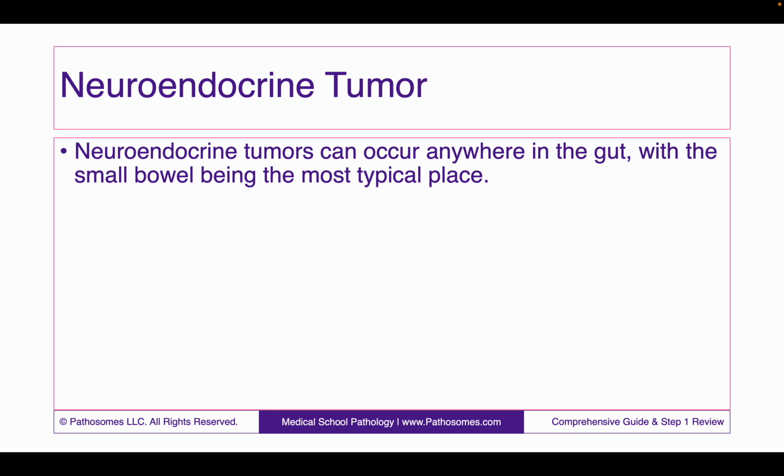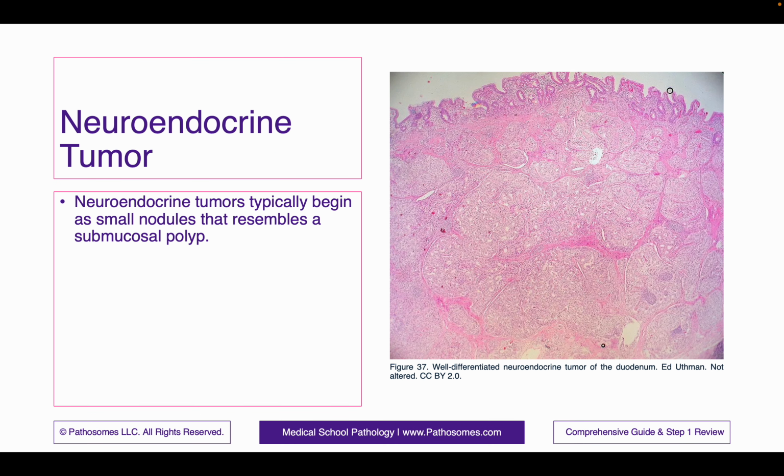Neuroendocrine tumors can occur anywhere in the gut, with the small bowel being the most common, typical place, right? Neuroendocrine tumors typically begin as small nodules that resemble a submucosal polyp. Like that we can see on the right. Doesn't it look just like some random polyp? But if you look closely, you will see abundant neuroendocrine islands.